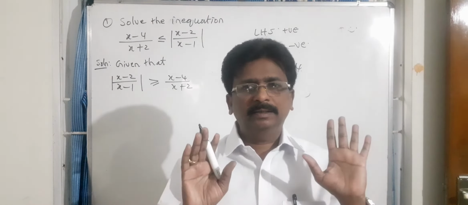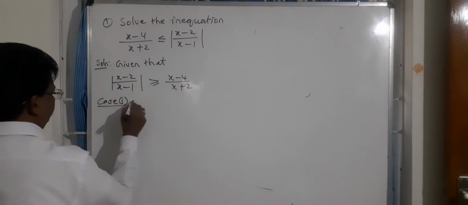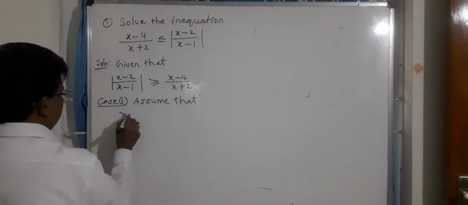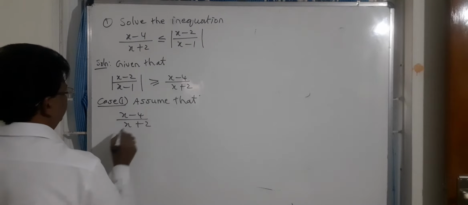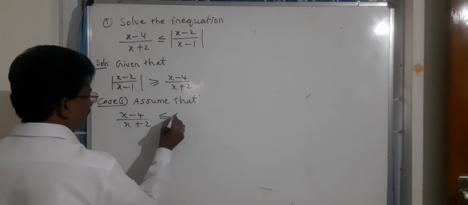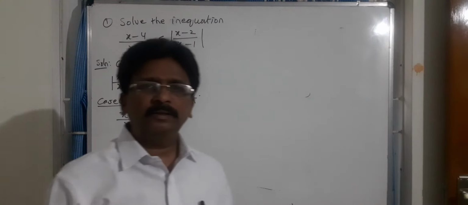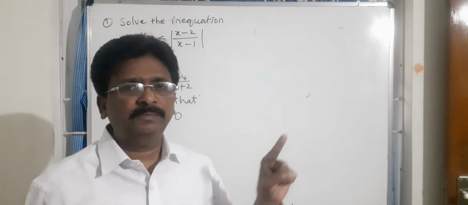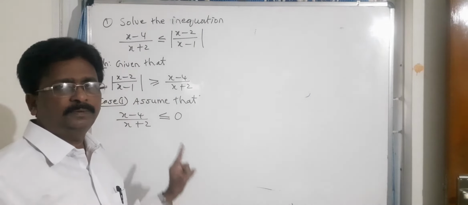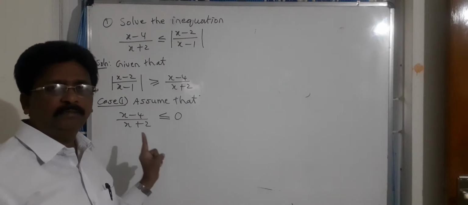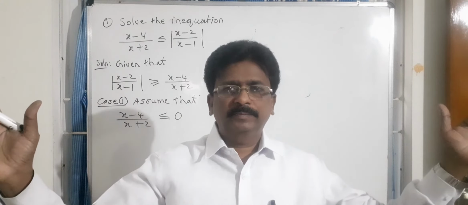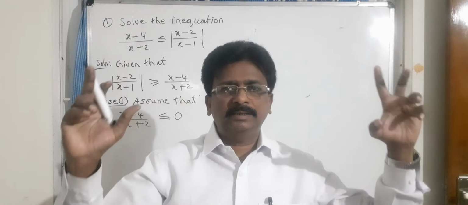So case 1, assume that (x minus 4) by (x plus 2) is less than or equal to 0. Negative means less than 0 and equal to 0 also is allowed. Now let us find the values of x for this inequation. To find the values of this inequation, it will come as the interval of the numbers. A set of the numbers will come. That set of the numbers can be expressed as the interval.